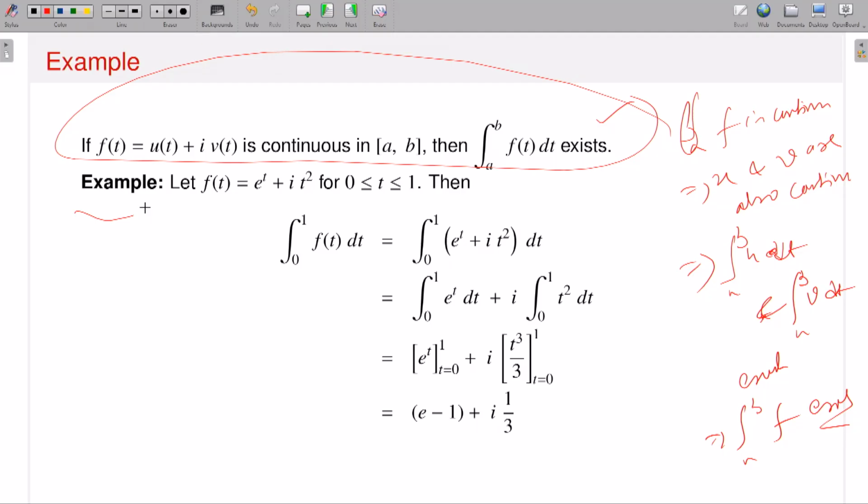Suppose your f(t) is e to the power t plus i times t square. Then what is the value of the integral? From the definition you can easily calculate it.